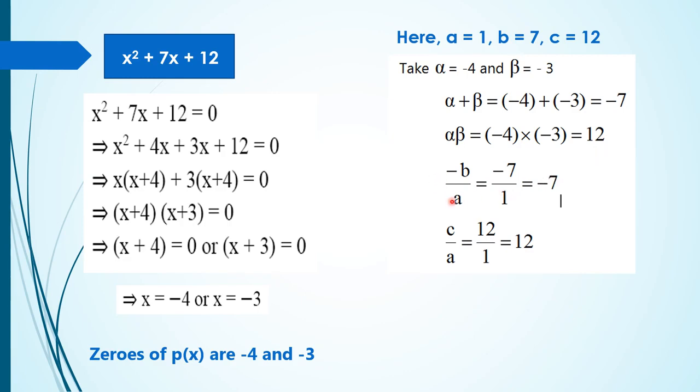Now go for minus b by a. Minus the value of b is 7, minus 7 by a is 1. Minus 7 by 1 is nothing but minus 7. Let's go for c by a. C is 12 and a is 1. Therefore, c by a is equal to 12 by 1. That is 12.